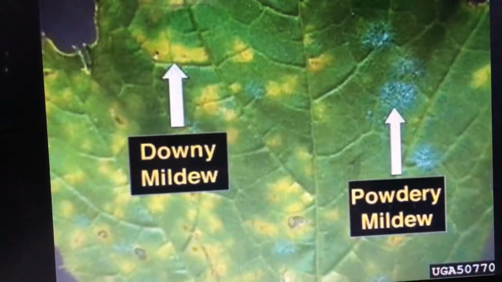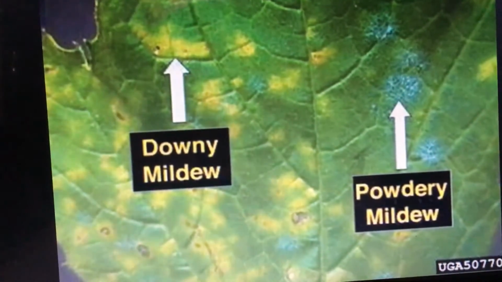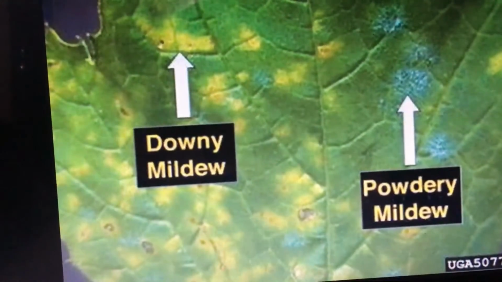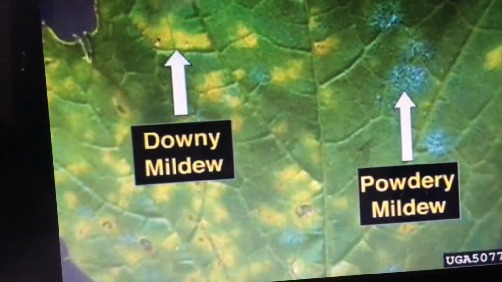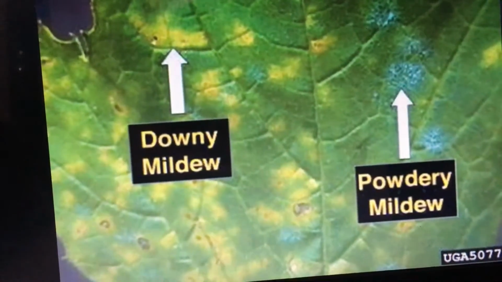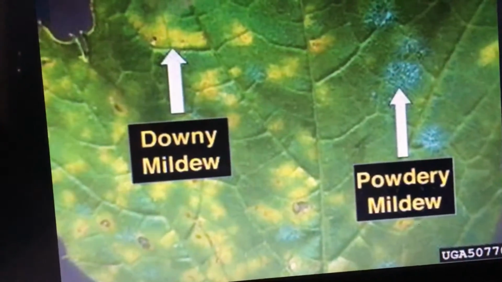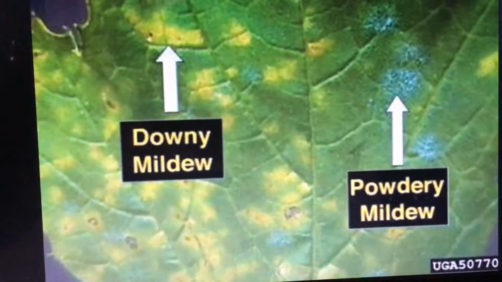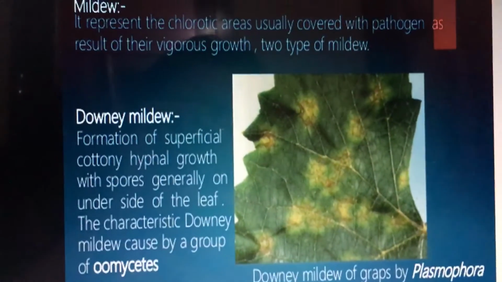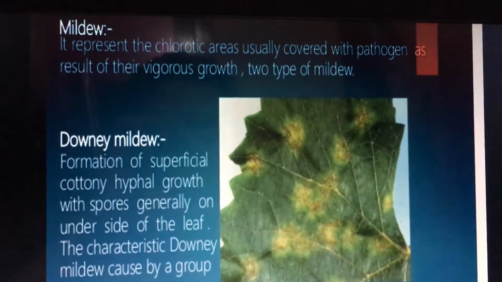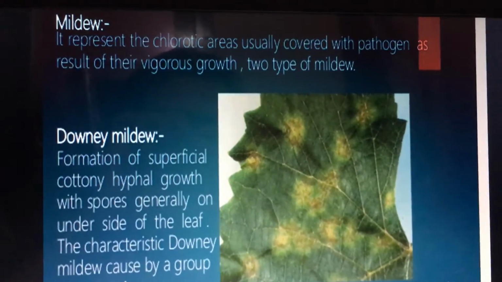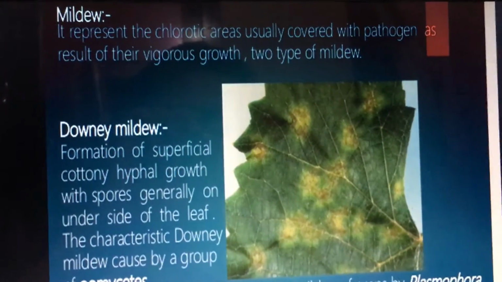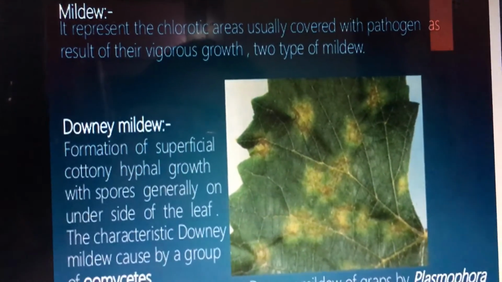And this diagram is for the comparison of the downy mildew and powdery mildew. In downy mildew there are yellowish symptoms, and in the case of powdery mildew there is a powdery appearance on the surface of leaves. Mildew represents the chlorotic areas usually covered with pathogen as a result of their vigorous growth. And there are two types of mildews, as we have already discussed.